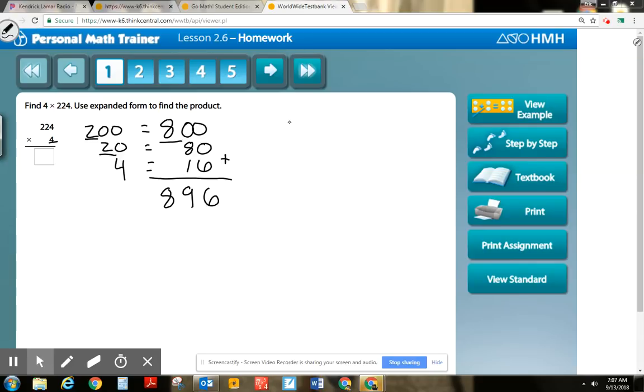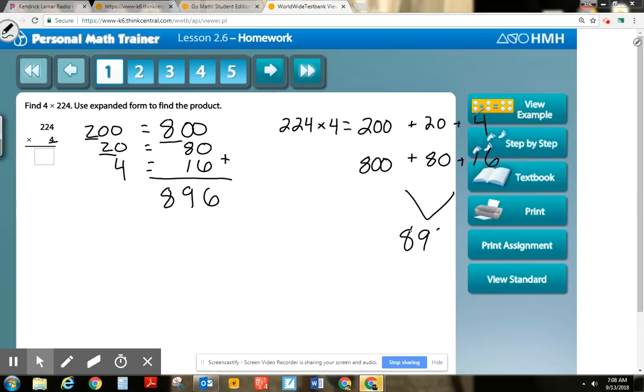The other way that you may see this problem is kind of written like this. You can do the same thing. You can do 200 plus 20 plus 4, and we're going to do 4 times 200 is 800. 4 times 20 is 80, and then 4 times 4 is 16. Then we can put all those together to get 896. I really don't like working this way. Working down like this, lots of times kids make mistakes with place value.